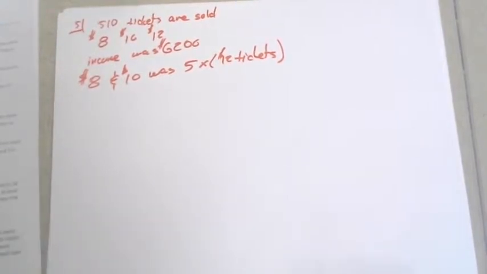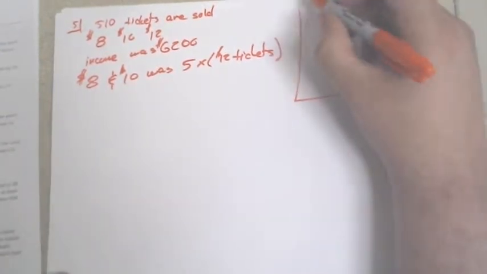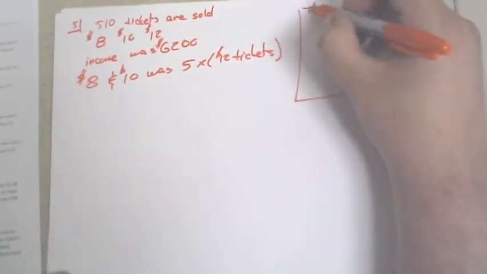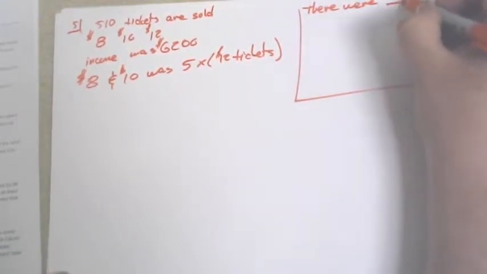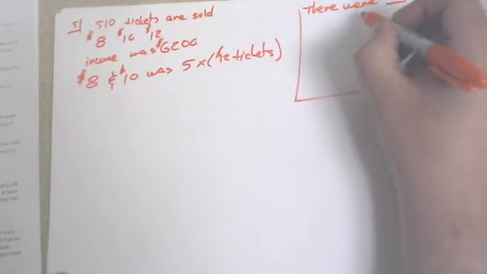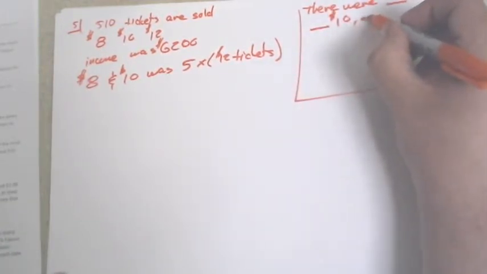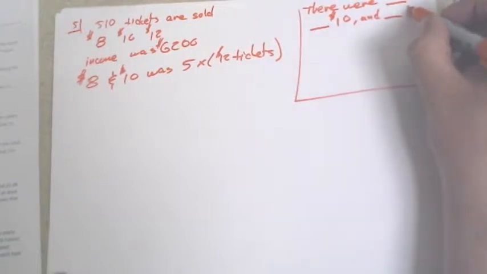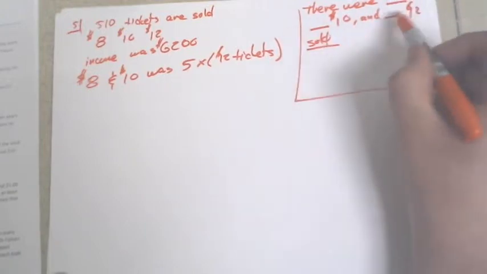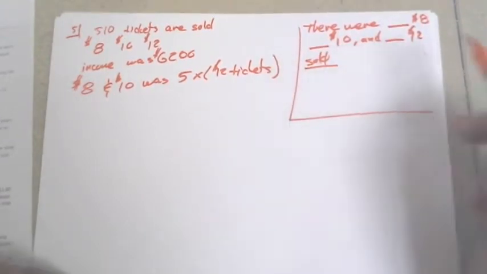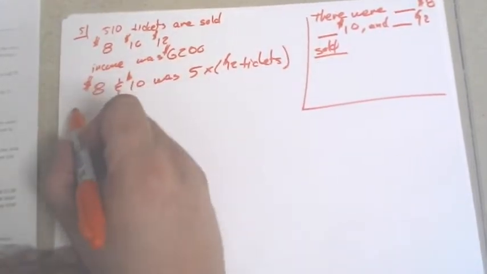Now, we're asked how many of each were sold. So we know our question is going to have to be answered by something to the effect of there were blank $8 tickets, blank $10 tickets, and blank $12 tickets sold. So we're going to have to find three different things. So we're going to have 3 different variables. So let's pick those variables.